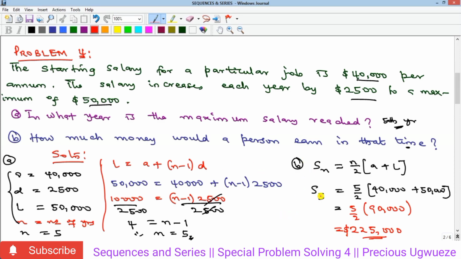That's the solution to this problem, and which is where we're going to stop. So you see, this is one of the applications of the concept of sequences, sums of terms of sequences, and all of that.